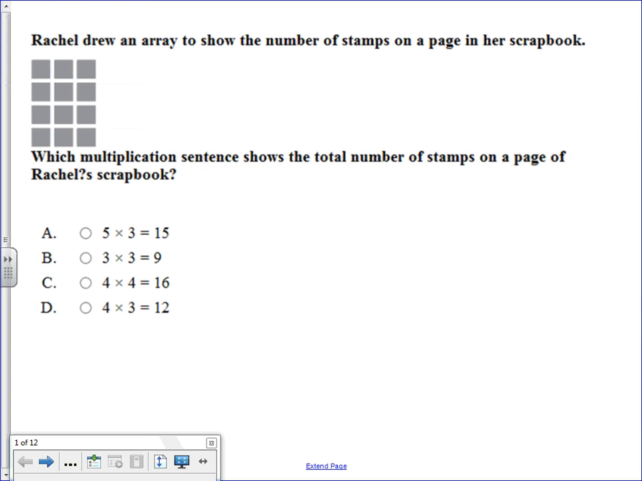Rachel drew an array to show the number of stamps on a page in her scrapbook. There's a picture of the array. Which multiplication sentence shows the total number of stamps on a page of Rachel's scrapbook? So you have an array here for this problem to help you. Really all you have to do is count the rows and the number in each row to give you the multiplication fact. Michael, go ahead.